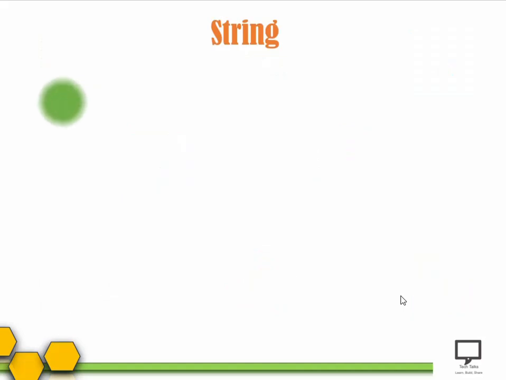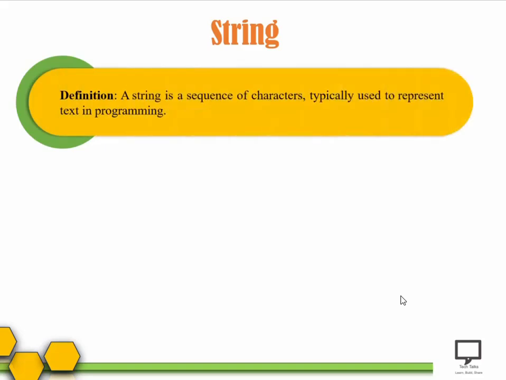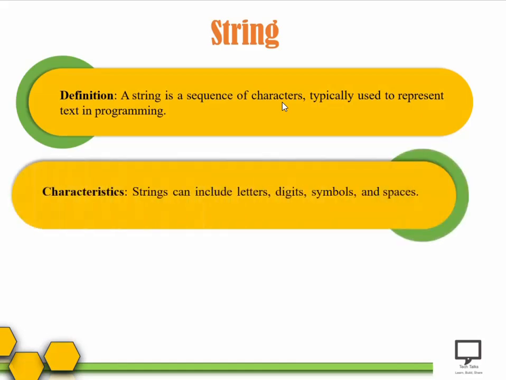What do you mean by a string? A string is nothing but a sequence of characters. They are typically used to represent text in programming. In short, it is just like your array of type integer, which is nothing but a sequence or set of integers. In the same way, a string is a sequence or set of characters, and it is useful in programming.